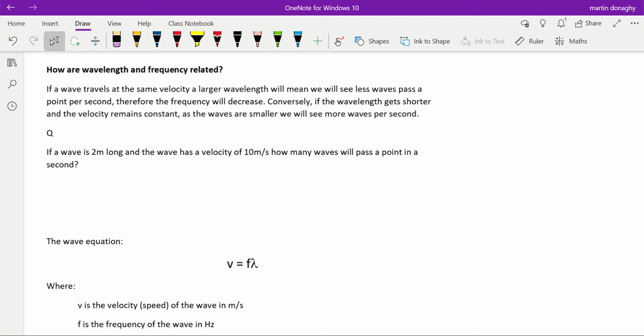Some of the things we've looked at on the previous page are related. Frequency, the number of waves we see per second, will be related to the wavelength and the velocity. If the velocity increases, we're going to see more waves pass a point in a second, so the frequency is going to increase. Likewise, if a wavelength gets bigger, because it's longer, we're not going to see as many waves pass a point in a second. So those three quantities are related to each other.